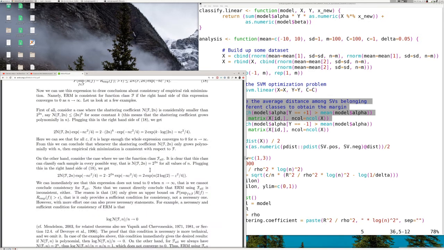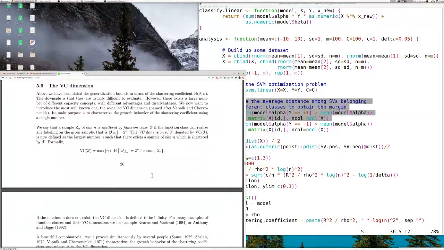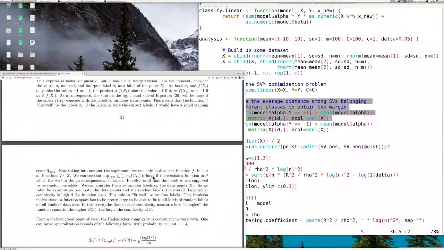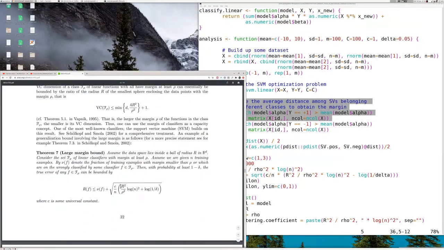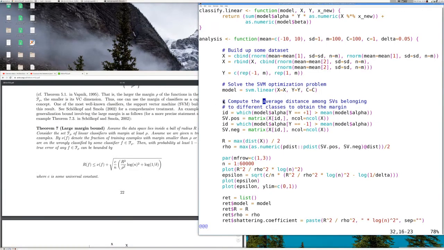So I'm going to go down. That's, of course, if you don't remember, just to get back that state. So here, we're going to get this as our large margin bound. I just used the large margin bound from here on. What I did was this.